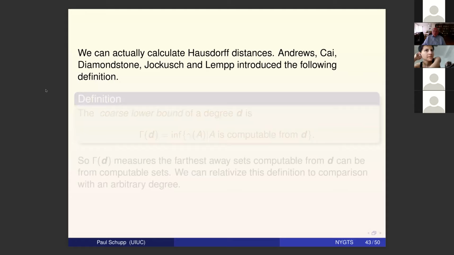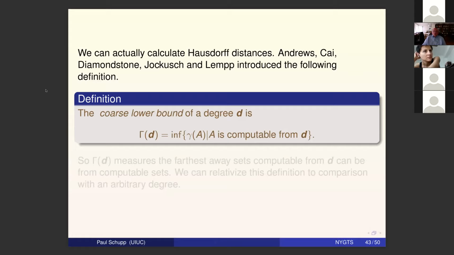Andrew Sky, Diamond Stone, and Joshua Shalant, in a super paper, introduced the following definition. The lower bound of a degree, which we're writing capital gamma, is the infimum of the distances of gamma of A, where A is computable from D. Oh, I should have put a subscript there. I'm thinking here of computability. I haven't relativized this yet.